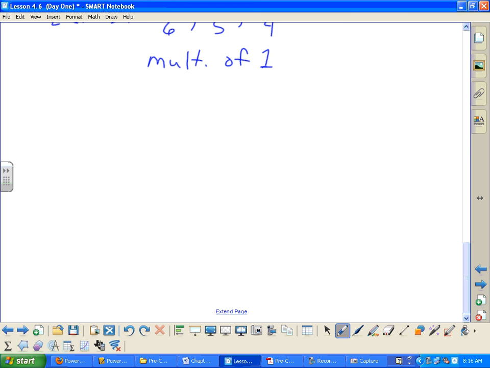Okay, number 18 says x to the 6 minus 64. All right, and they want us to write this as a product of factors in the complex number system. So first thing we have to do is factor this. Okay, this is the difference of two squares, right? This is x cubed minus 8 and x cubed plus 8.